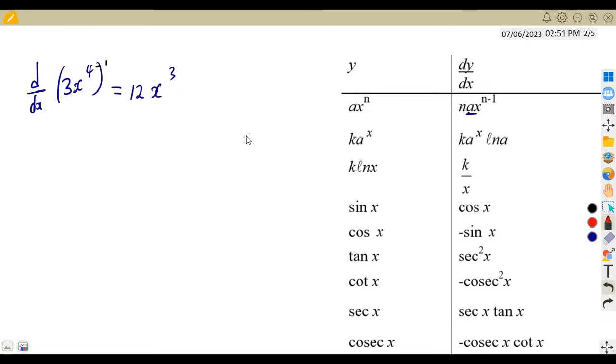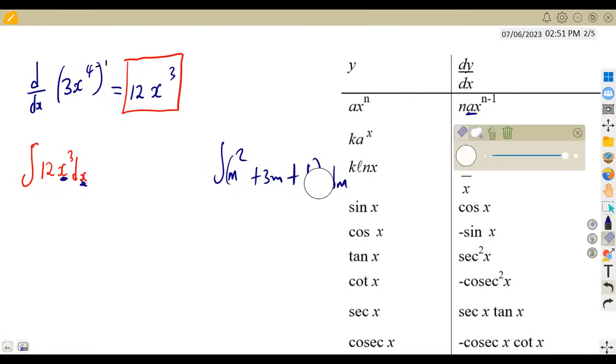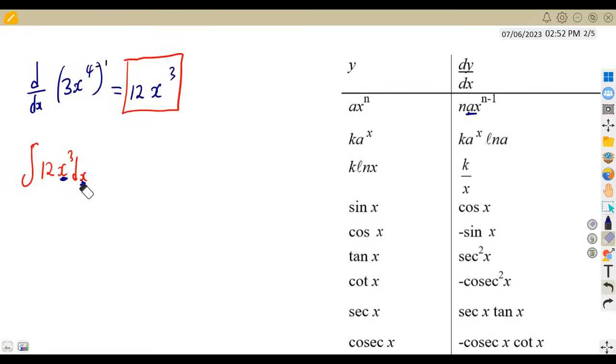Now, if we are to integrate, the reverse of this derivative is the integration. So if we are to integrate this part, which is 12x cubed, this is the sign for the integral. The integral of 12x cubed with respect to x. So this dx simply means with respect to x, the letter that you're given, the expression that you're given in terms of x. If I am given an expression m squared plus 3m plus 1 like this, it's an expression in terms of m, so this will be dm. That is the integral with respect to m. This one is with respect to x.